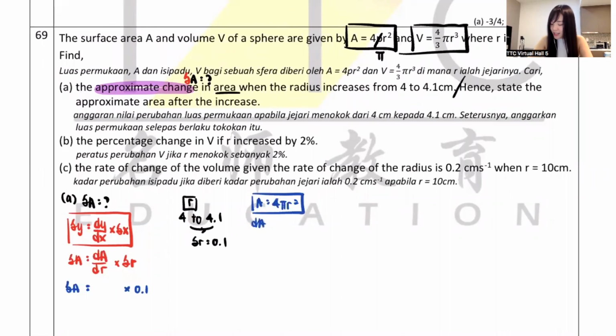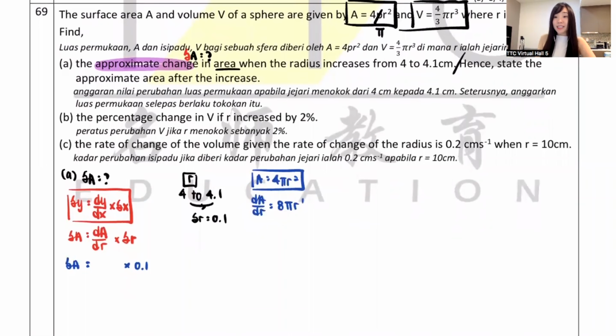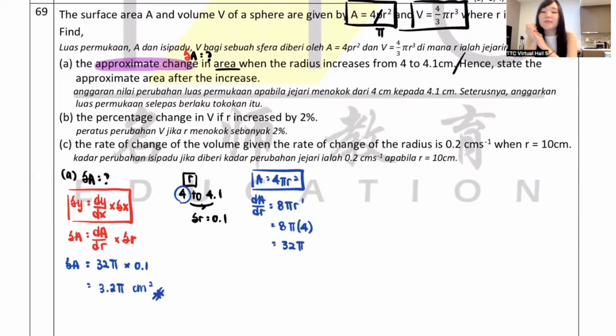So guys, dA/dr, you differentiate it. 2 times 4, 8, power minus 1, 1. Okay, this is my dA/dr, 8 pi r. Once I got 8 pi r, I will always sub the original r inside. Isn't it 4? So dA/dr is 32 pi. Then 0.1 times 32 pi is 3.2 pi cm squared for area. Done. I think this speed is okay because it's the same thing, okay?